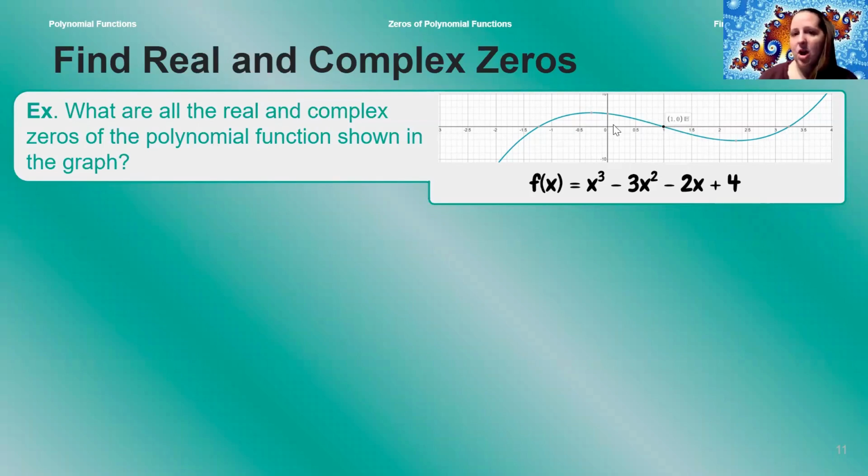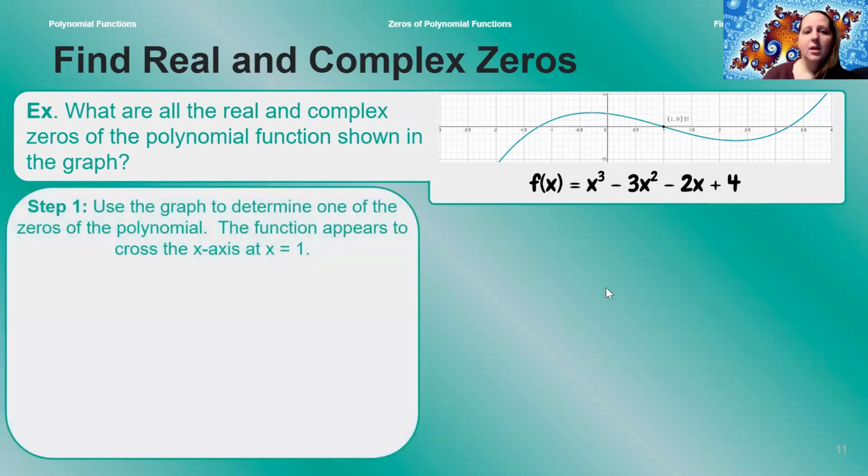I can also see that I cross the axis 2 more times, but they're not at an integer or whole number that I can easily read off. But it does look like it crosses at 1. So I'm going to use the graph to determine one of the zeros of the polynomial. Sometimes there may be more, but at least it looks like there is a 0 at x equals 1. So the function appears to cross the x-axis at x equals 1.